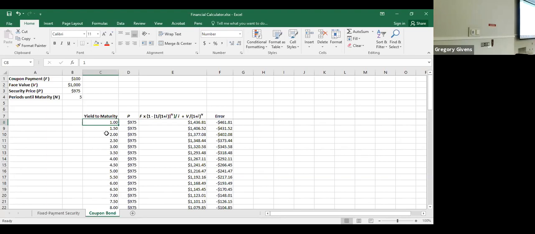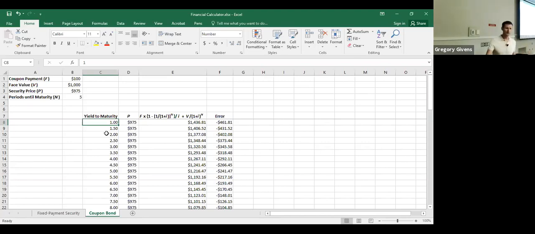Now, if the true yield to maturity was equal to 1%, then what would we find? We would find that the price of the bond, which we know is $975, would be exactly equal to the present value of its future payments from owning it. A candidate yield to maturity of 1% is obviously not close. The difference between columns E and column D here is close to $500. So that means the true yield to maturity must be much higher, okay?